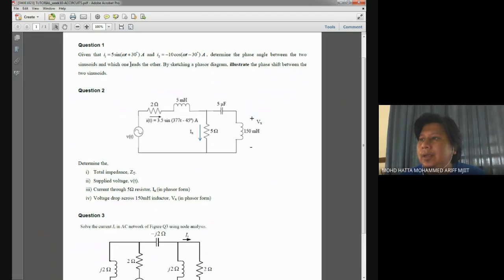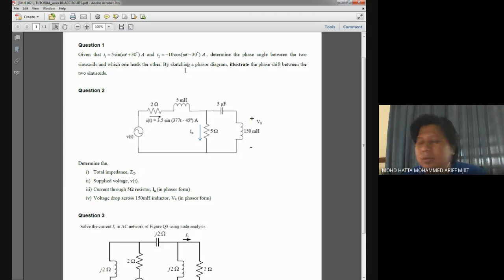So if you look at question number 1, it asks about sketching a phasor diagram, where you try to illustrate the phase shift between 2 sinusoids. This is the first one. We have I1 and also I2. And if you look at the sinusoids given in the question, the first one is in terms of sine, and the second sinusoid equation, i.e. I2, is in terms of cos.